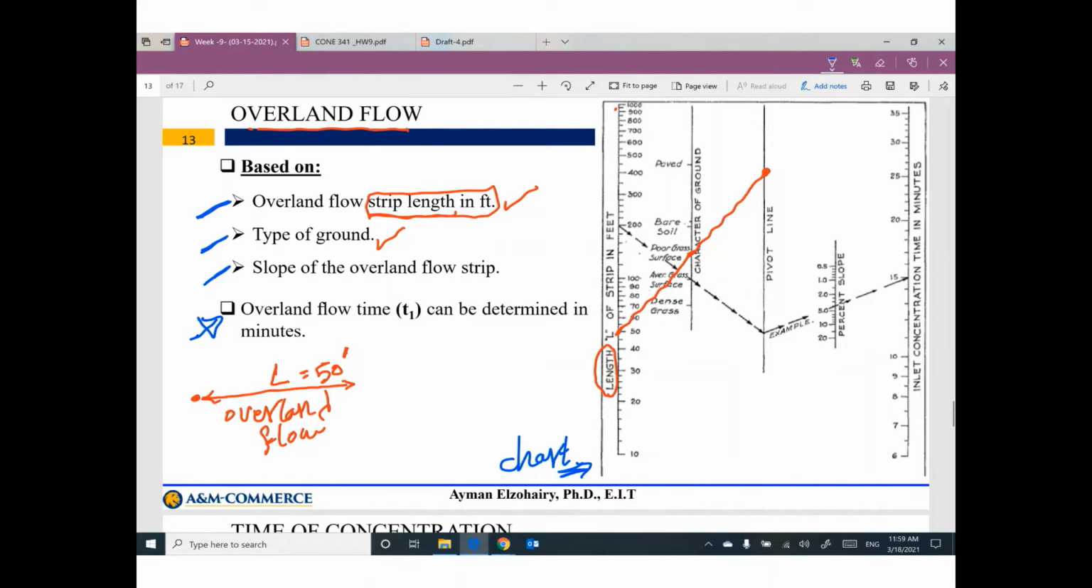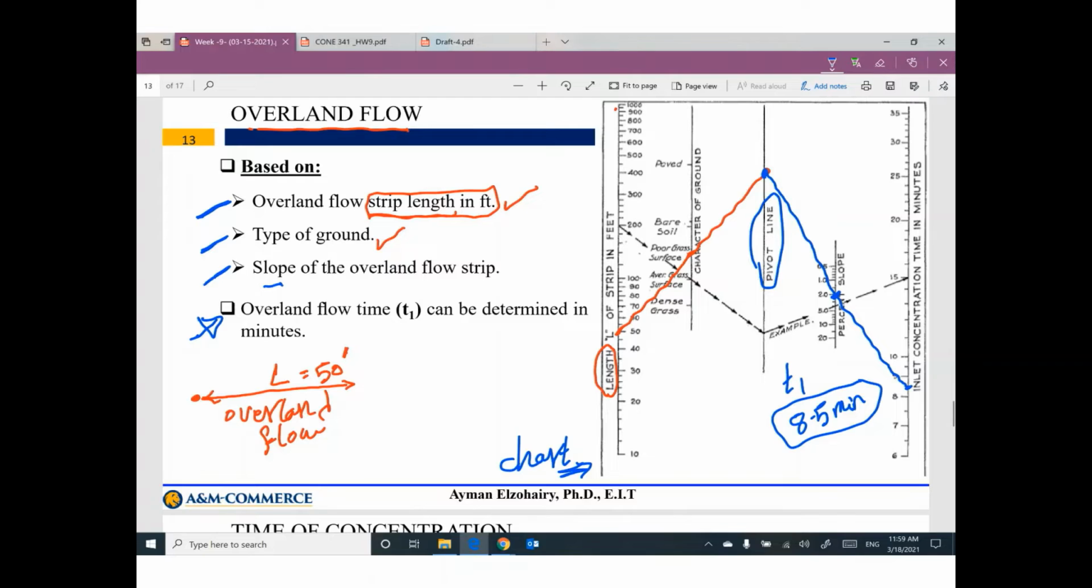The next step, what is the slope of the ground surface? Do you have slope? Yes, we have. How much? For example, 2%. I will put here the percentage or percent slope. From this point, which is the pivot line, to this slope, I will draw another line and extend it. The extended line will reach here to 8.5 minutes. This is the time T1.